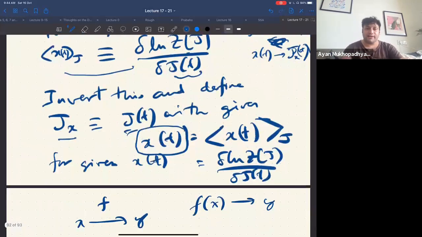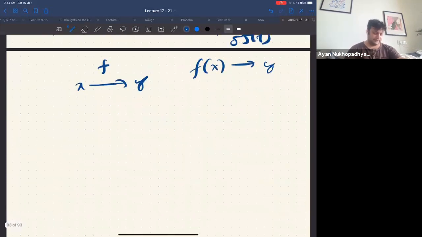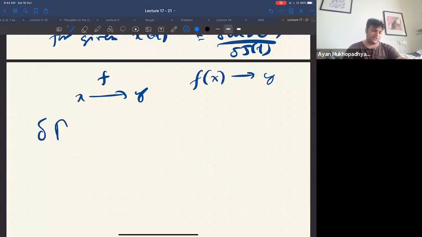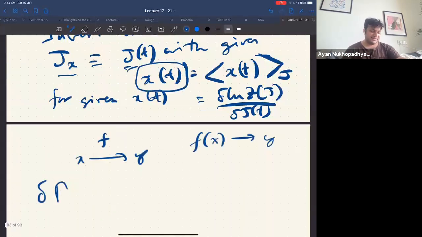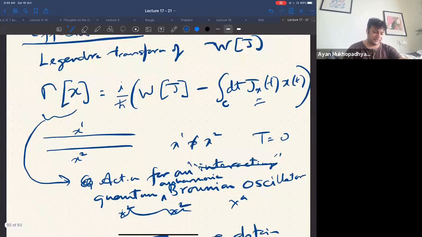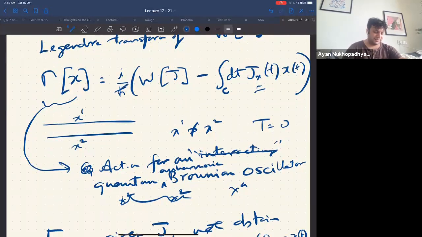Okay, so now let's see why it should be an effective action. To see that, let us try to take a functional differentiation of Gamma[x]. Instead of W[J], let me write log Z[J], and get rid of the i over h bar for the moment. I'll restore it later if I need to. This is simply a normalization factor that doesn't play any role.